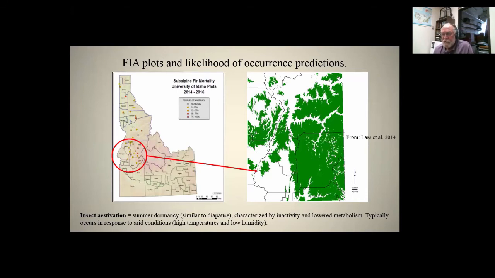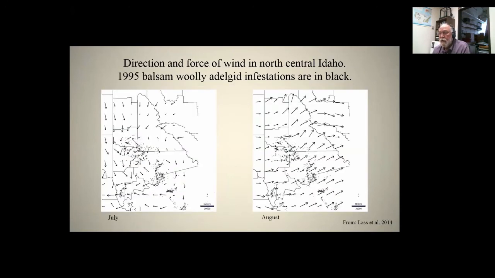When I get calls from people about balsam woolly adelgid and ask them to go take a look, they'll frequently tell me that the insect looks dead in July, that they think that the population has gone away in early August. And then lo and behold, it's back at the end of September. So we think there may be a summer dormancy for the insect here based on humidity.